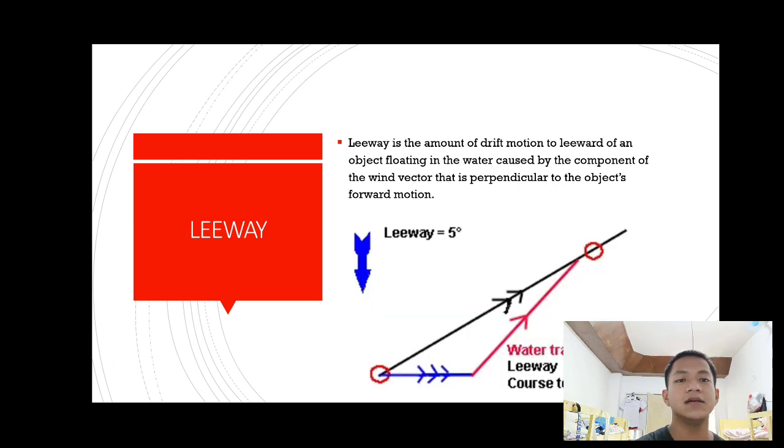Leeway. Leeway is the amount of drift motion to leeward of an object floating in the water caused by the component of the wind vector that is perpendicular to the object's forward motion. The difference between the fore and aft line and the direction made is termed the leeway. It can be assessed by visually estimating the angle between the fore and aft line and the ship's wake. The diagram shows the effect of the wind on the vessel's track.